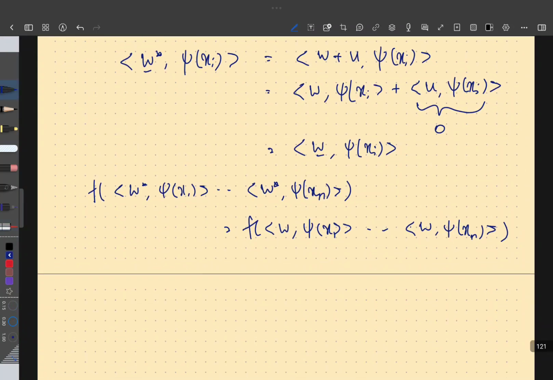So this means that W is also a solution of the objective function that we were interested in. Right? So this means that in particular for the kernel soft SVM, you can express any solution of the embedded soft SVM problem as a linear combination of the embedded data points.